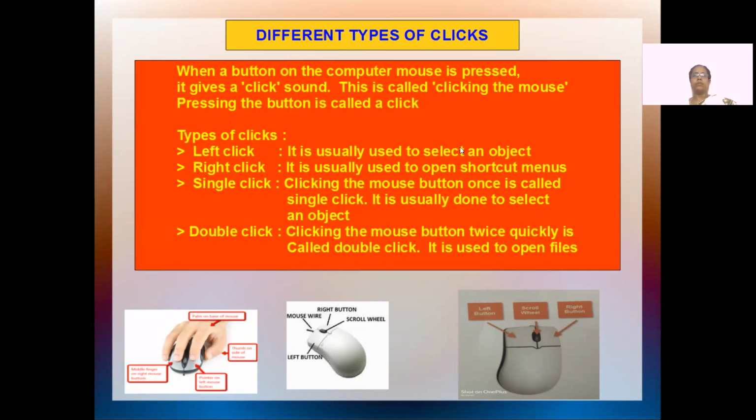The left click helps you to select an object. The right click opens a shortcut menu. The single click helps you to select an object, for which you use the pointer finger. The double click is also a left click. When you press it twice, it helps you to open a file, a folder, or an application.